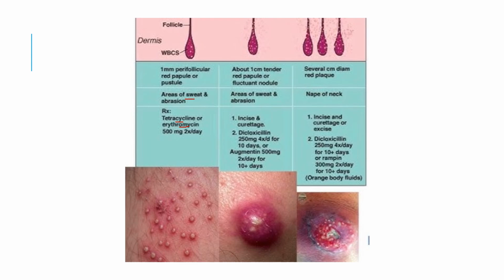Now, furuncle is a 1 centimeter tender red papule or a fluctuant nodule. You have to do incision and drainage because it's an abscess, and dicloxacillin for 10 days or augmentin for 10 days. Here this is a carbuncle, which is a collection or coalition of many furuncles. It's a several centimeter diameter red plaque, usually on the nape of the neck. Treatment is incision and curettage or excision. And the treatment of choice is dicloxacillin.